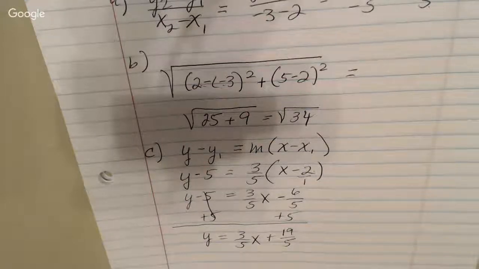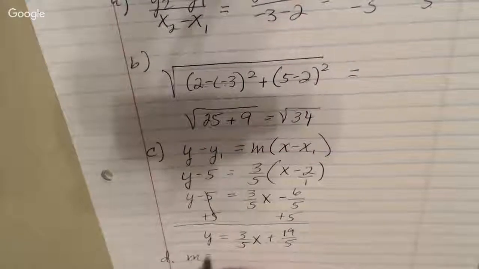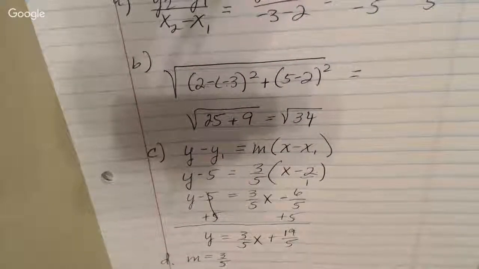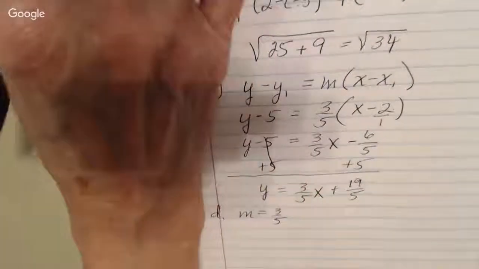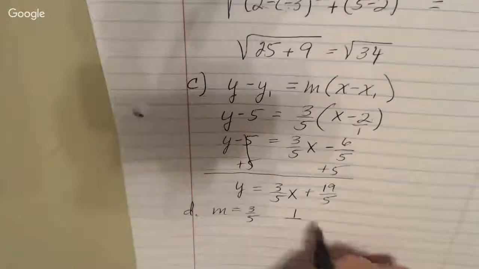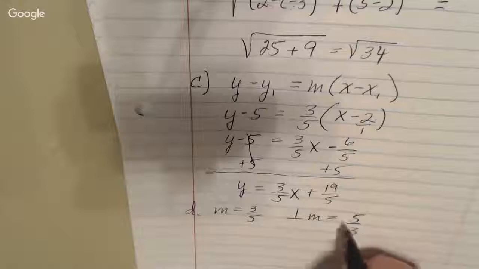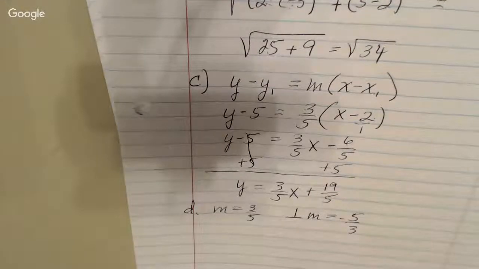Okay, so now let's go to D. D asks you for the slope of the perpendicular. Well, your slope of this line was 3 over 5. If you want the perpendicular, you take the negative or the opposite inverse. So what you do is you flip it. Perpendicular slope would be 5 over 3, and since this is positive, it will be negative. Okay.